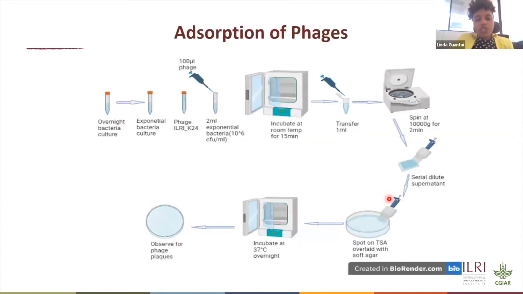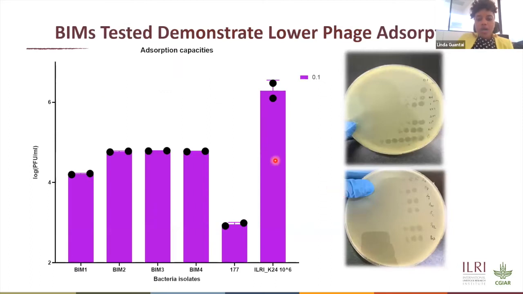So we decided to just check in general if there are any changes in the adsorption capacities of the phages. So we used the phage ILRI K24 against our exponential bacteria cultures, and after infection and incubation, we determined the phage titers in the supernatants. This is work in progress, but so far we've been able to see that there's actually some differences.